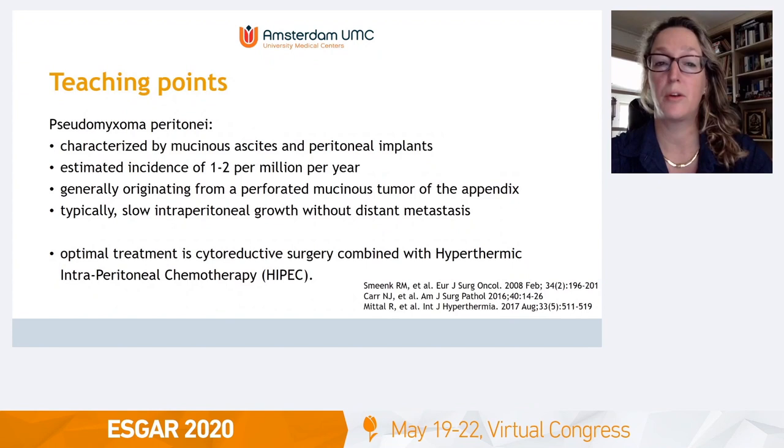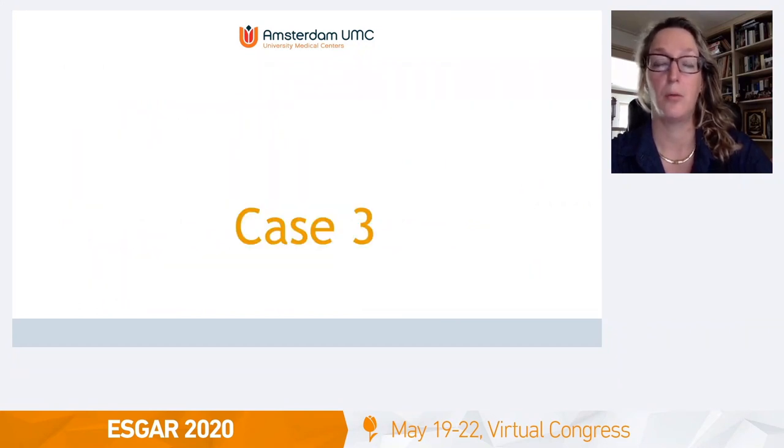So, pseudomyxoma peritonei is characterized by mucinous ascites and peritoneal implants. It's very rare, with an estimated incidence of about 1 to 2 per million per year. Generally, this originates from a perforated mucinous tumor of the appendix. And typically, it shows slow intraperitoneal growth without distant metastasis. The optimal treatment is cytoreductive surgery combined with HIPEC, so hyperthermic intraperitoneal chemotherapy. Moving on to case 3.